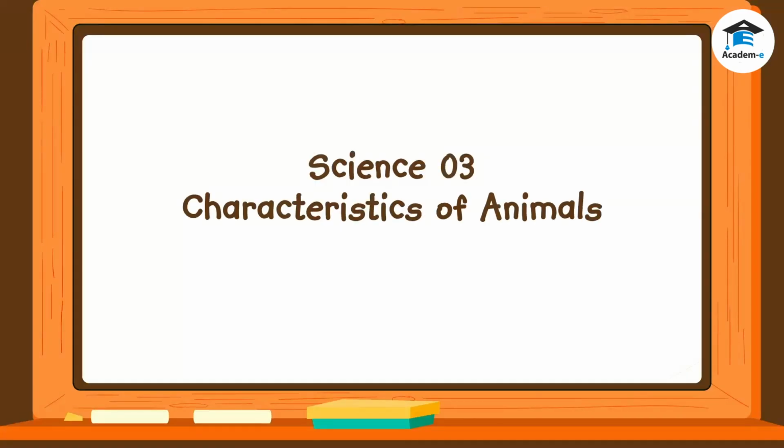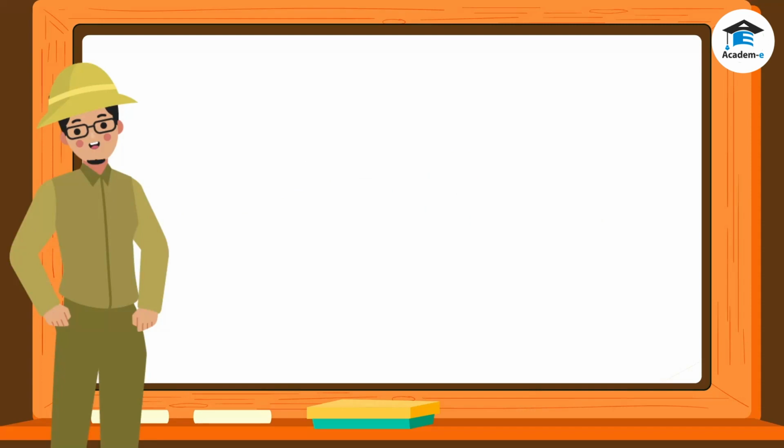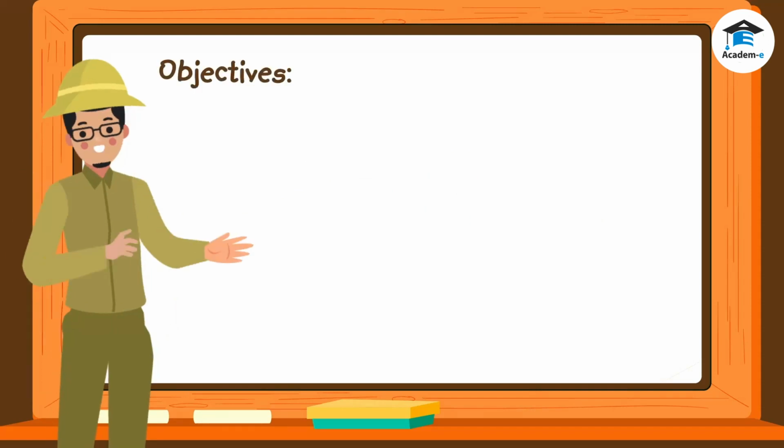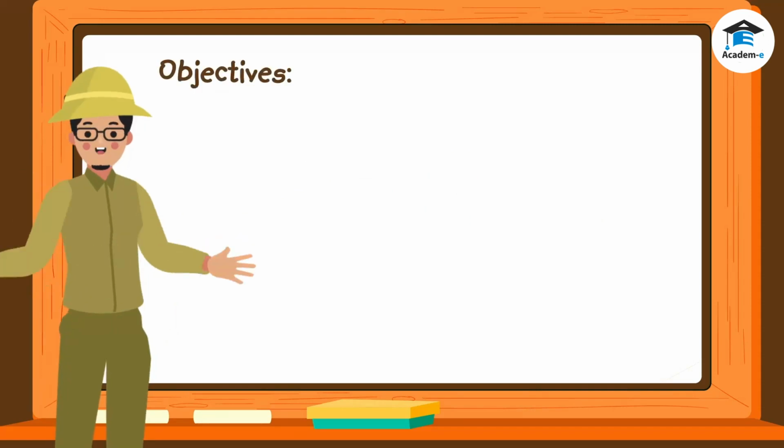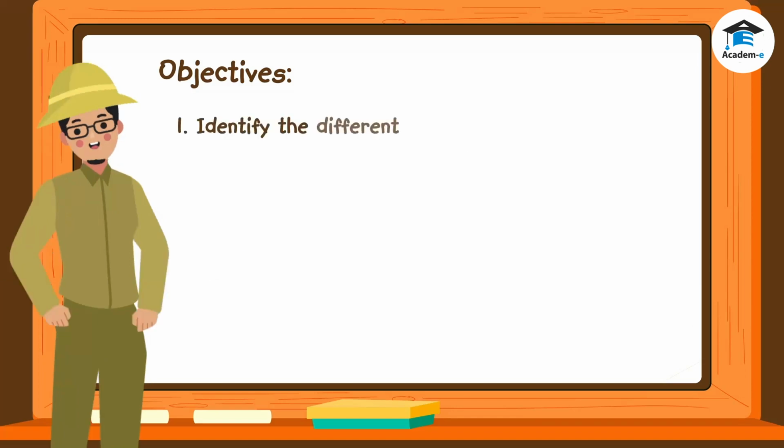Science 3. Characteristics of animals. Objectives. At the end of the lesson, you should be able to identify the different parts of animals.